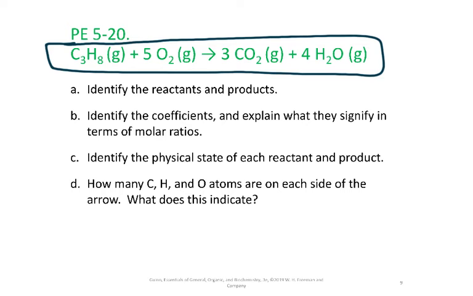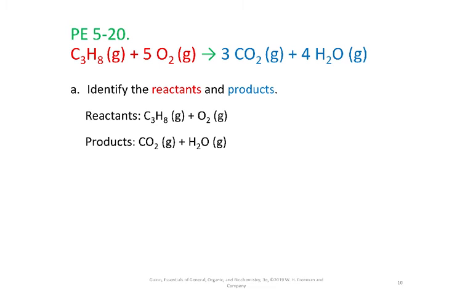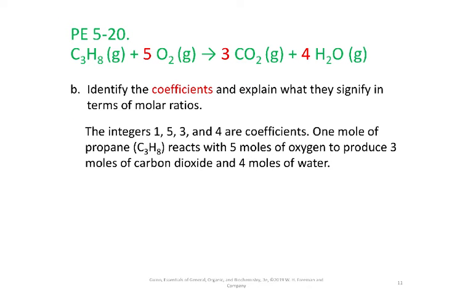and okay, welcome back. So the reactants are everything to the left, represented here in red, and the products are on the right side of the arrow in blue. And you can write them out separately if you wanted to. Now, what are the coefficients and what do they signify? So the 5, the 3, and the 4 are the coefficients. And then the hidden coefficient on propane, which is 1, right? And if it's 1, it's not there.